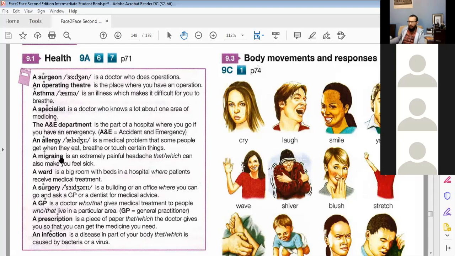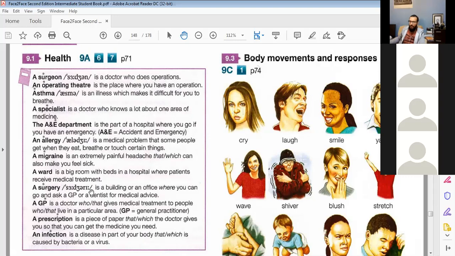And migraine is an extremely painful headache which can also make you feel sick. هذا اتفقنا اللي هو شقيقة migraine. A ward is a big room with beds in a hospital where patients receive treatment. اللي هو الوارد اللي يقصدوا بعادة القسم الداخلي يعني اللي هو الإيواء في المستشفيات أو المصحات.